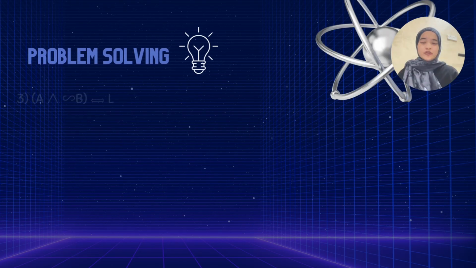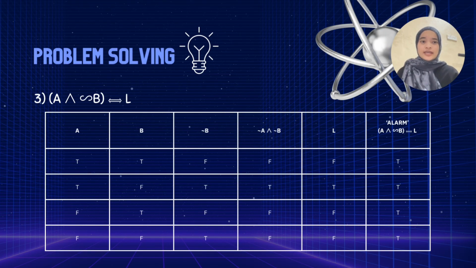Next, I focus on problem solving 3, which is A and not B equivalent to L, where L is alarm. For A, we have true, true, false, false. For B, true, false, true, false. Not B, false, true, false, true. A and not B, false, true, false, false. And L, false, true, false, false. So, for the conclusion, since all true values in column 4 are equal to column 5, therefore A and not B is equivalent to L.